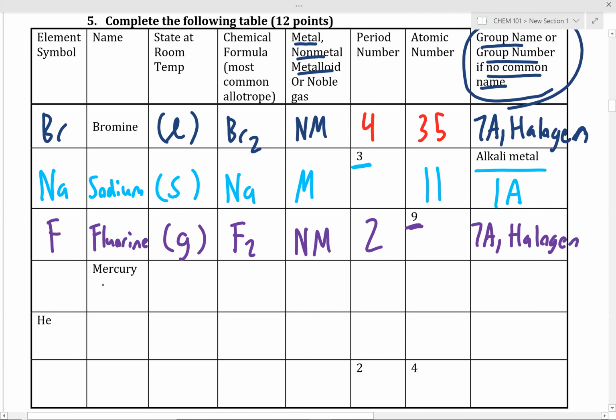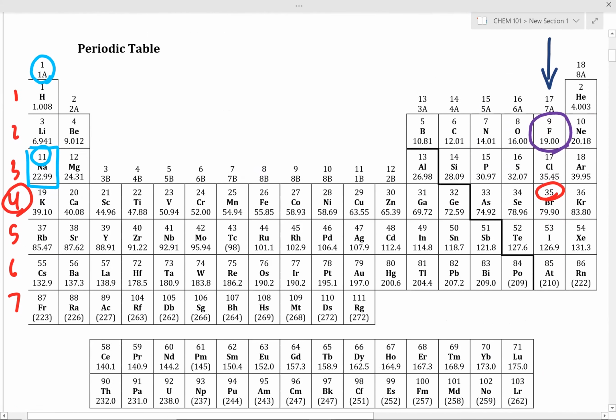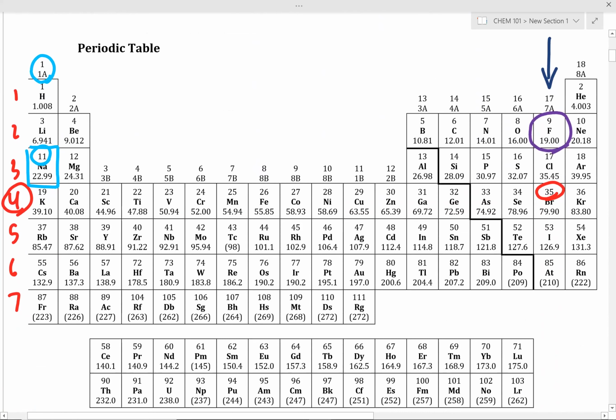Okay, mercury, quite an infamous element. What is the symbol for mercury? Hg, yep. And we've all seen a mercury thermometer. What's the physical state of mercury? Liquid, yep. Now, going to the periodic table, let's go and find mercury. So we found it, where is it? Hg, all the way down here.